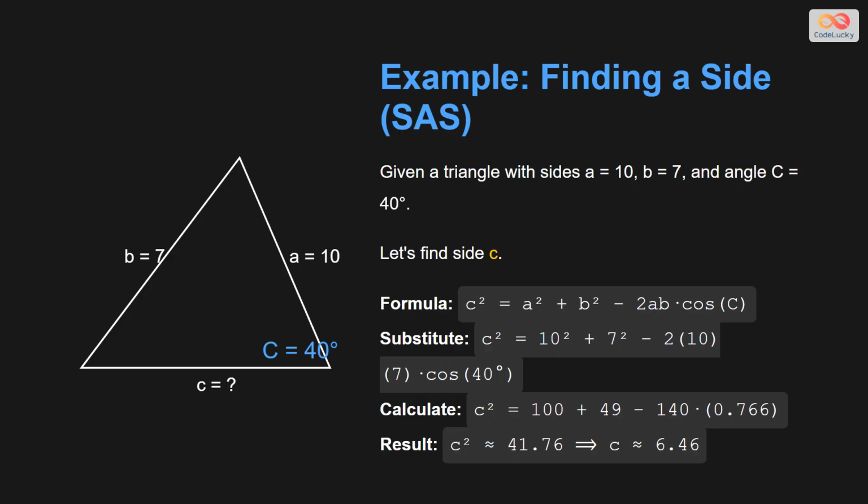Let's try an example. Imagine a triangle where side A is 10, side B is 7, and the angle C between them is 40 degrees. We can find the length of side C by plugging these values into the formula. C squared equals 10 squared plus 7 squared, minus 2 times 10 times 7 times the cosine of 40 degrees. After calculating, we find that C is approximately 6.46.